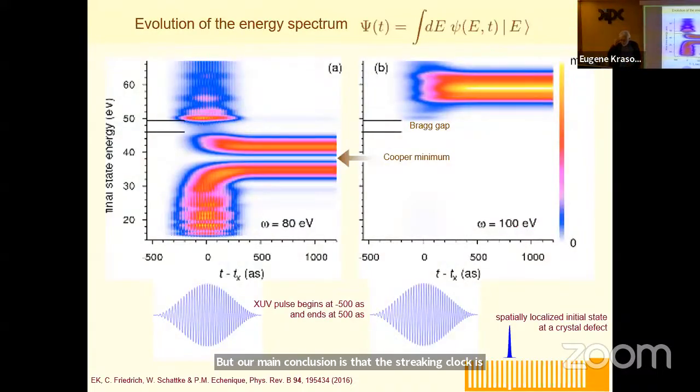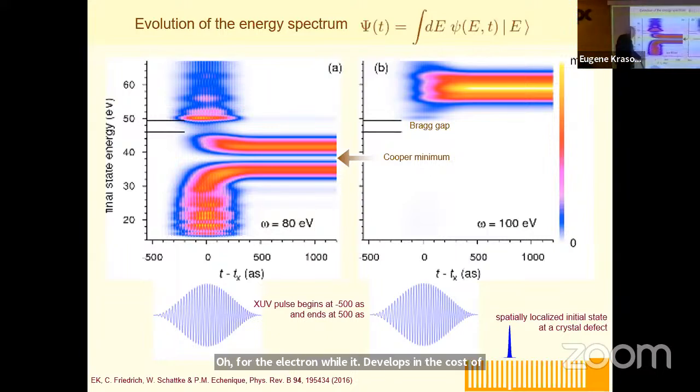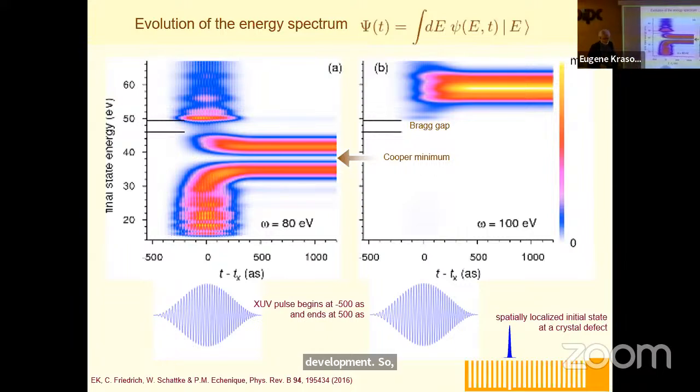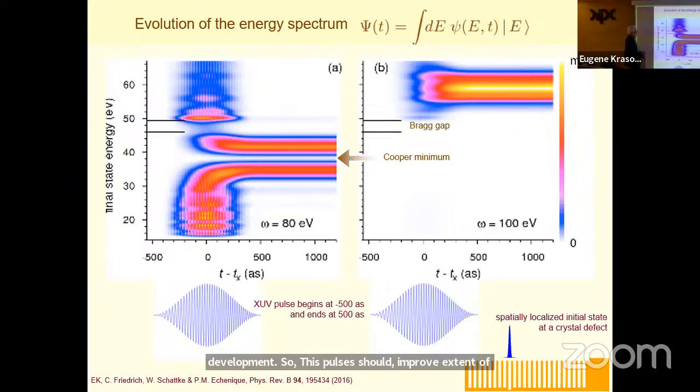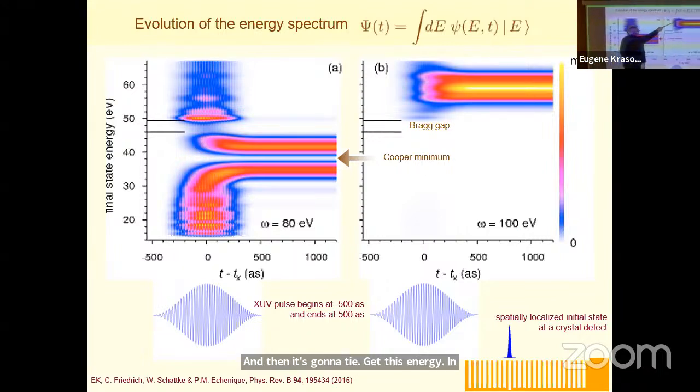In order to understand why this happens, let us consider the temporal evolution of the energy spectrum of the photoelectron while it develops in the course of the excitation. So these pulses show the temporal extent of the pump pulse, the exciting XUV pulse. And we consider the evolution of the spectra for two photon energies. So here you see in the middle of the excitation, the spectrum differs very strongly from its asymptotic or stationary shape at infinite time. Whereas at this energy in the middle, it almost has the same structure as the stationary spectrum.